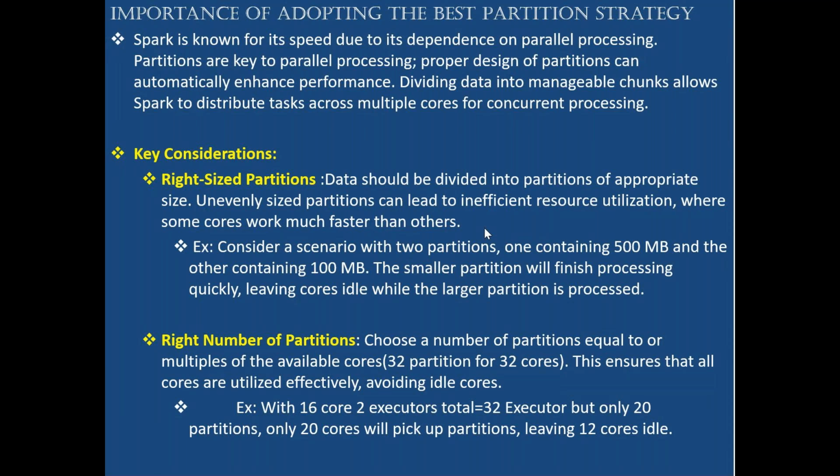You understood this example? If you have two computers, each computer having 16 cores, then the total will become 32 cores. If you have only 20 partitions, then you are only utilizing 20 cores, and the remaining 12 cores you are leaving idle. That is what the example is saying. Clear? Same thing we discussed now.